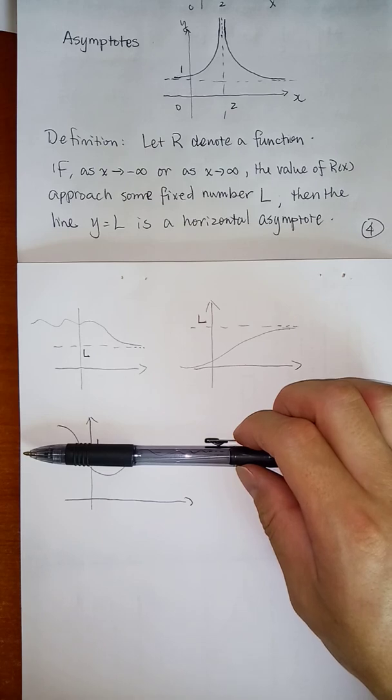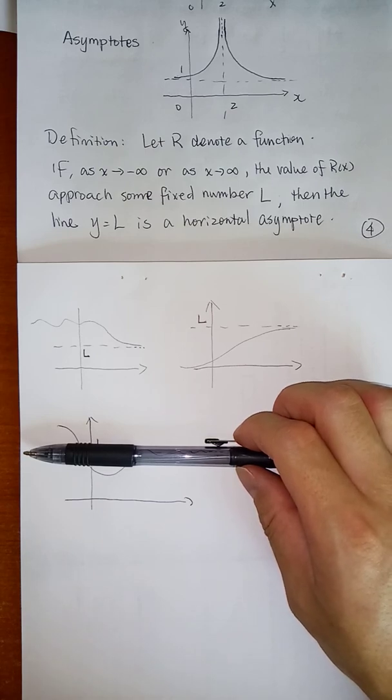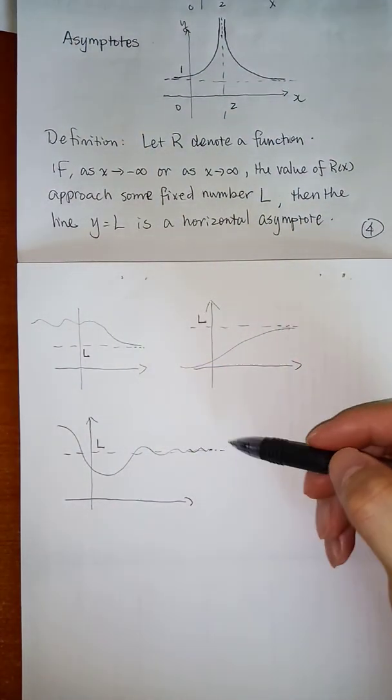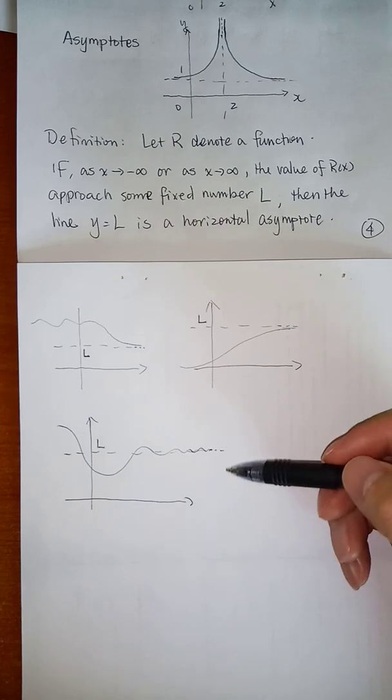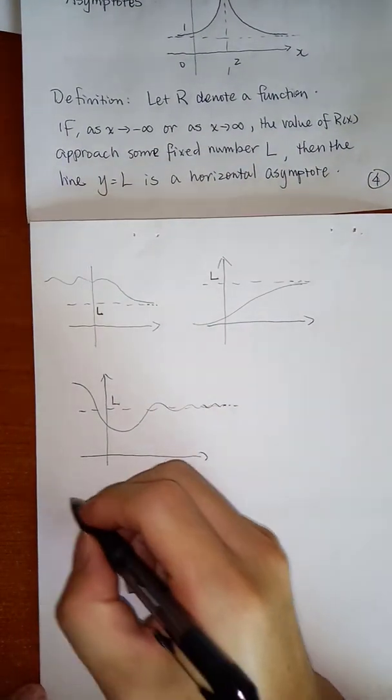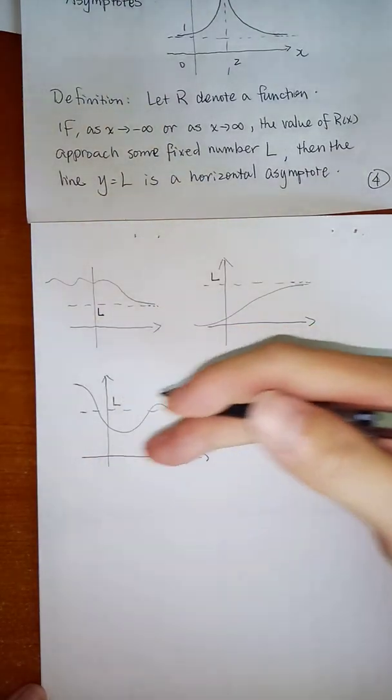So it can be always above, always below, but it can also go up and down infinitely many times. Okay, so this is the horizontal version.